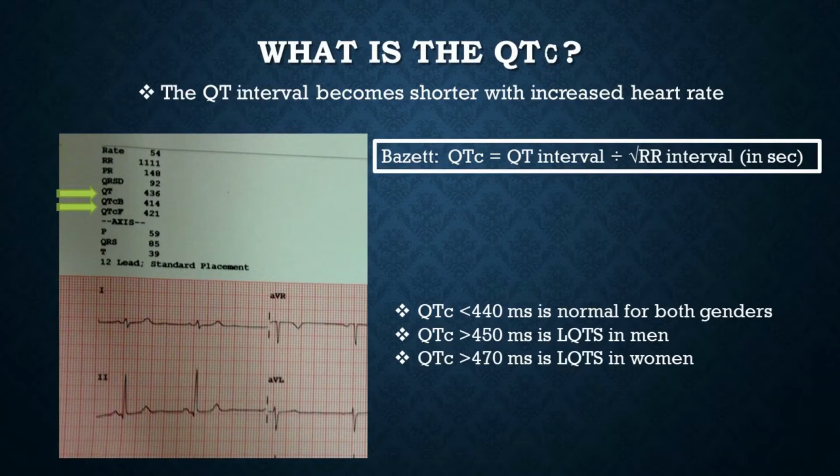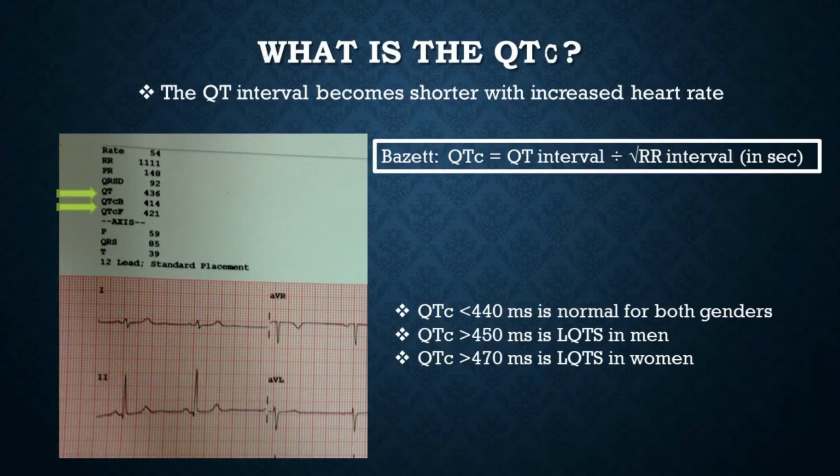In cases where the heart rate is more than 110 beats per minute or less than 60 beats per minute, the Bazett formula tends to overcorrect and undercorrect, respectively, the QT interval. So we use the Hodges formula in those cases. On the Step exams though, they will give you the value of the QTc and ask you for the diagnosis or what you're going to do next. That's why you need to know the following values.